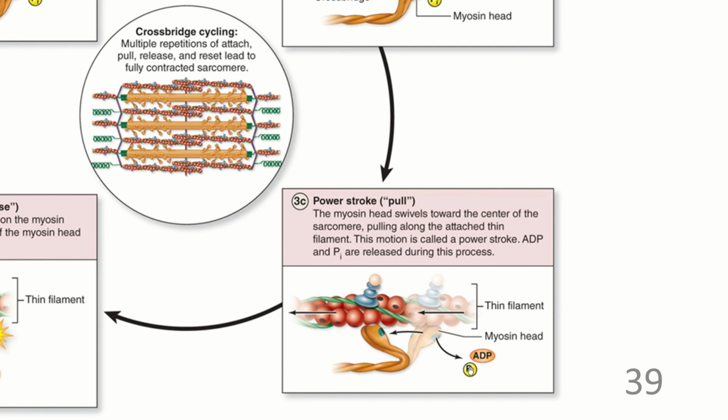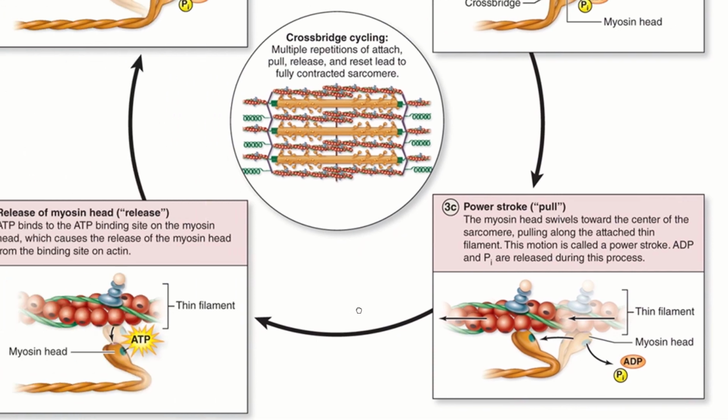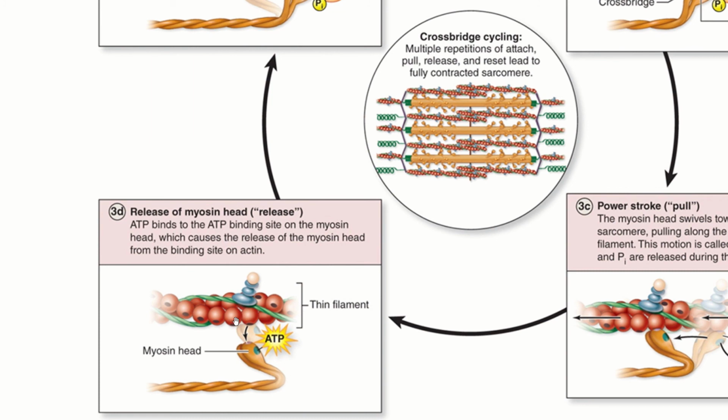The ADP and the inorganic phosphate are released from the myosin head. This causes the myosin head to pivot or swivel towards the center of the sarcomere, pulling the attached thin filament with it. This is called the power stroke, and the actin is going to slide towards the center of the sarcomere. Now the cross bridge must be broken. In order to do that, ATP binds to the ATP binding site of the myosin head. This causes the release of myosin from the binding site of actin. The cross bridge is now broken.